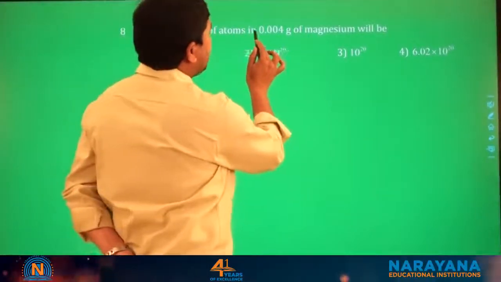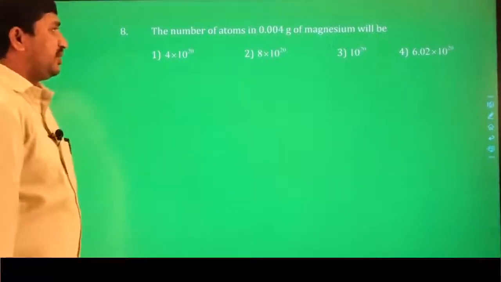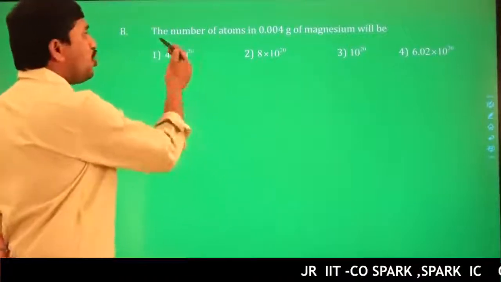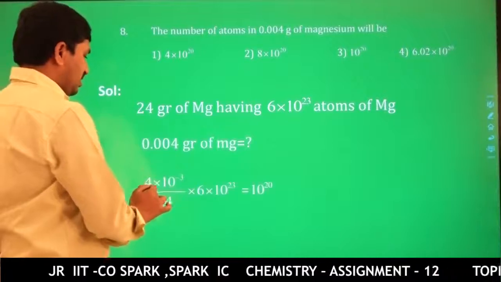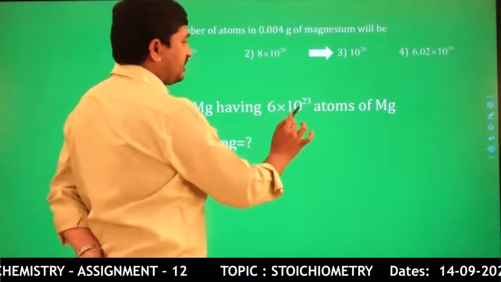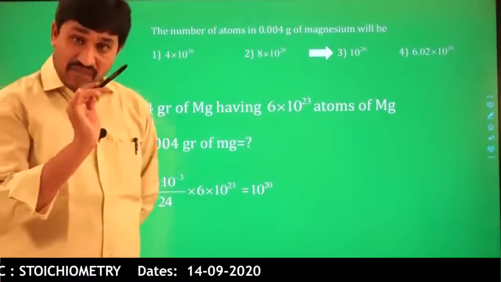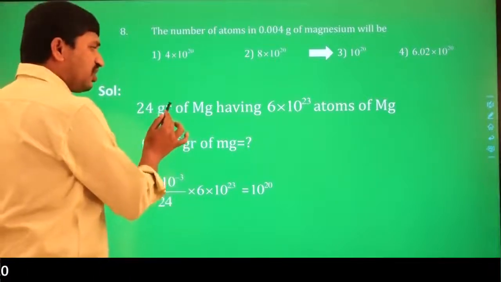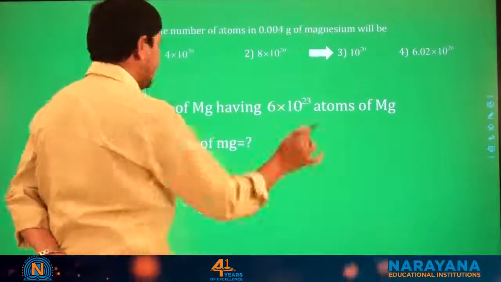The number of atoms in 0.004 grams of magnesium will be, that is the question. 0.004 grams of magnesium contains how many atoms? Once you check it, my dear student, 24 grams of magnesium has 6.023 into 10 power 23 atoms of magnesium, because the atomic number of magnesium is 12 and the gram molecular weight is 24. That is why 24 grams of magnesium has 6 into 10 power 23 atoms of magnesium.